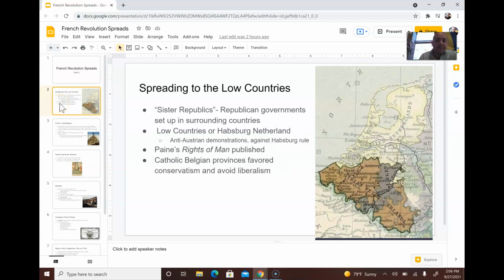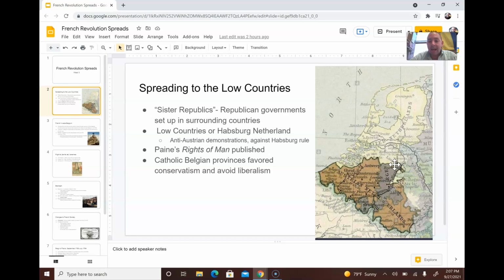However, by about 1792 or so, the revolution is spreading north and into the Low Countries, right? What today are the Netherlands and Belgium. The French Revolution, the government under the National Assembly, is looking to establish what they would call sister republics.